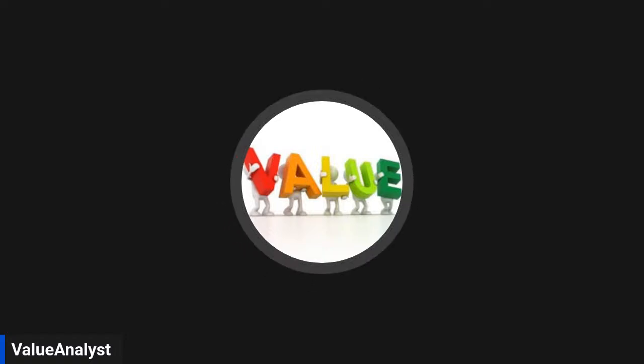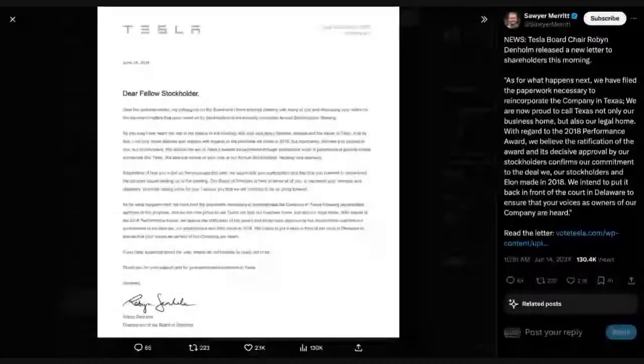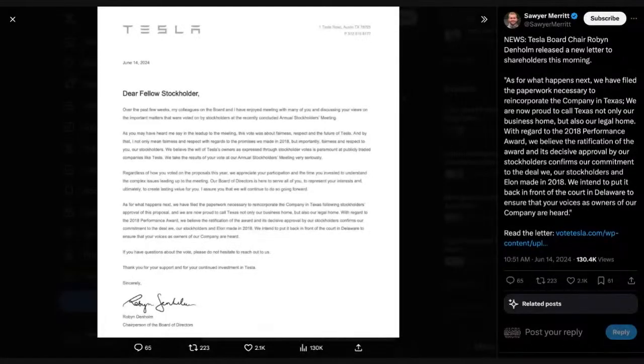Dan Holm sent a letter to shareholders today. Here's the letter in front of your screens. Skimming this real quick. As for what happens next, this is the crux. We have filed the paperwork necessary to reincorporate the company in Texas following stockholders' approval for this proposal. And we are now proud to call Texas not only our business home, but also our legal home. With regard to the 2018 Performance Award, we believe the ratification of the award and its decisive approval by our stockholders confirms our commitment to the deal.